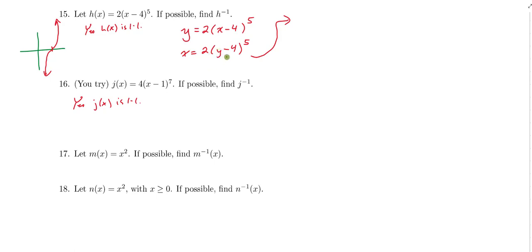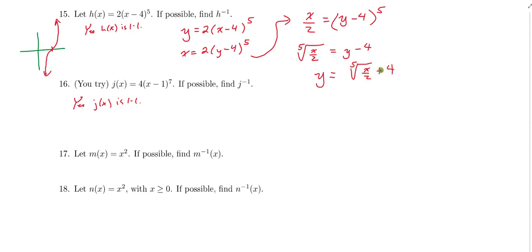To isolate y, the first thing I need to do is divide this 2 over. So this gives me x divided by 2 is equal to y minus 4 to the 5th. And now I'm going to take the 5th root of both sides of this equation. When I do so, I get the 5th root of x divided by 2 is equal to y minus 4. Finally, to solve for y, I'm going to add 4 over to the other side. And just reordering that, I get y is equal to the 5th root of x divided by 2 plus 4.